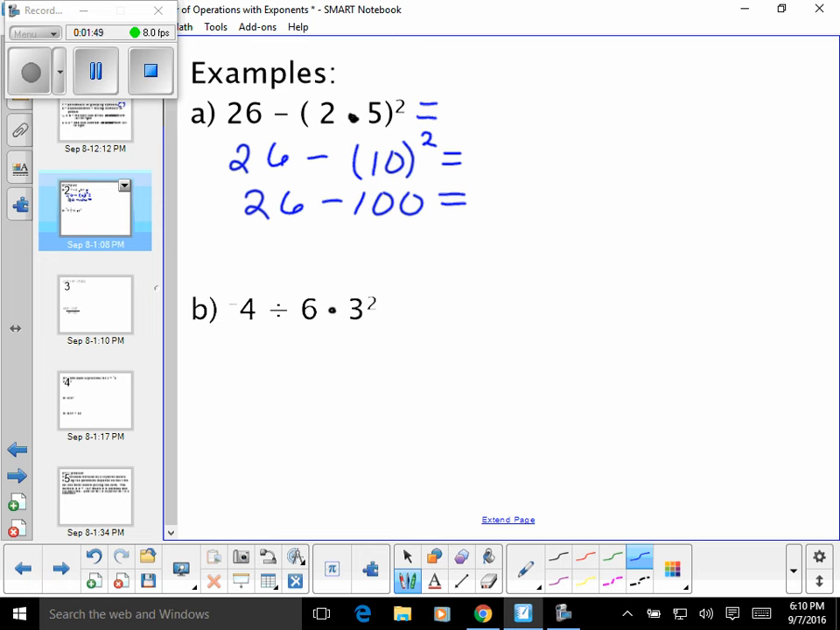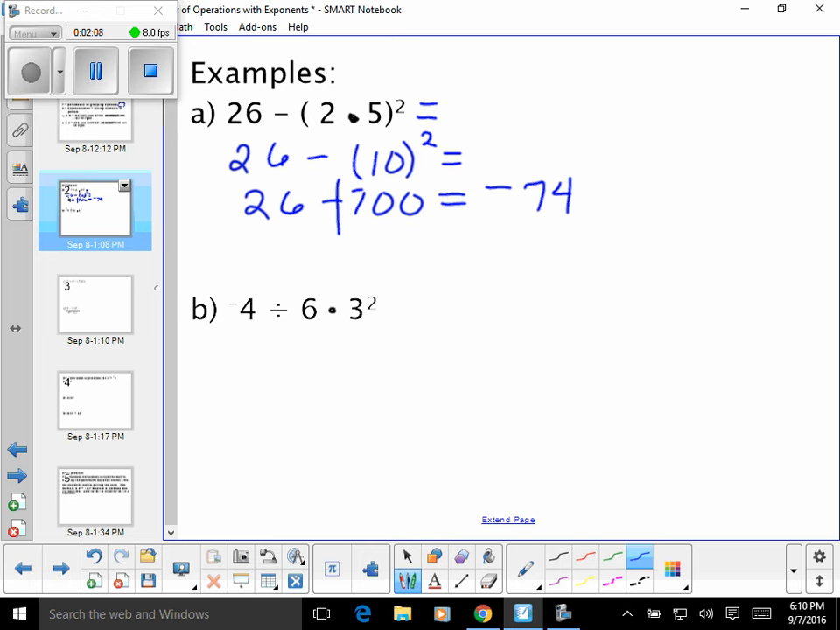Now, these are integers, so you're going to have to deal with your integer rules. This says 26 minus 100. We add the opposite. So our answer is going to be negative 74.